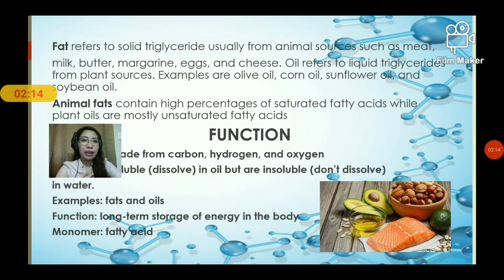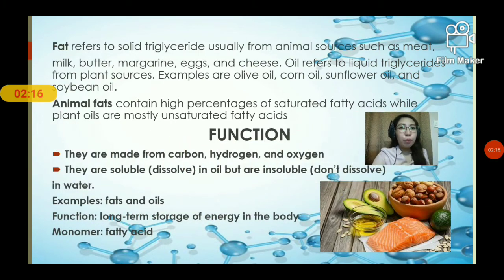So, function. They are made from carbon, hydrogen, and oxygen. They are soluble, or dissolved, in oil but are insoluble, or don't dissolve, in water. The function is long-term storage of energy in the body. The monomer is fatty acid.